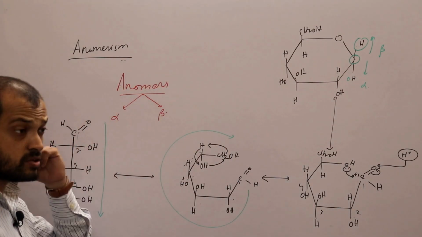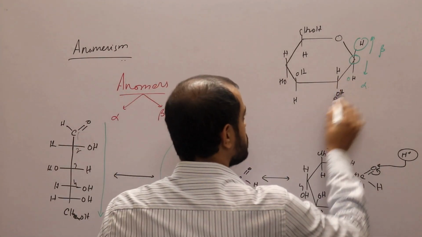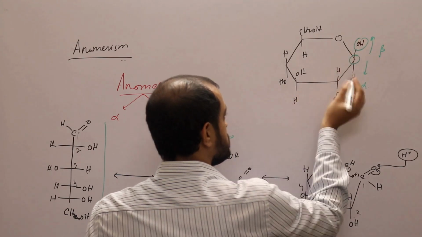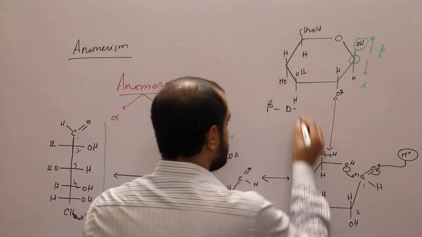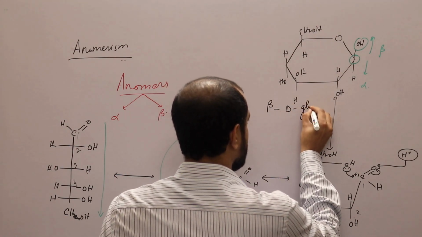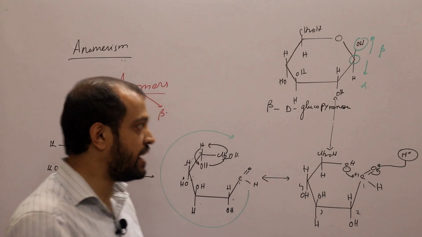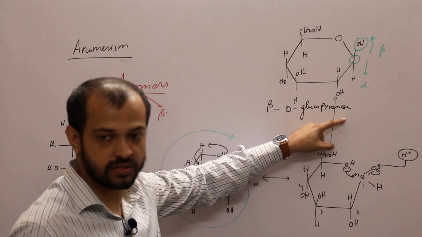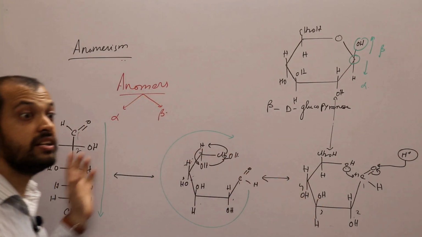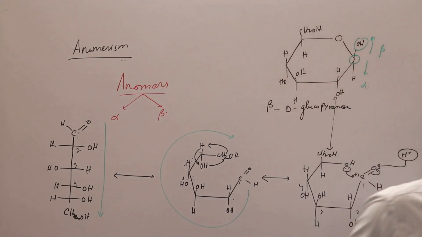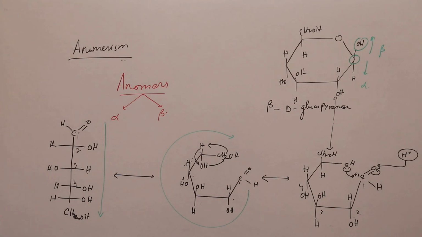Now listen, so the total thing which will be written in your book is, suppose this is your structure, then it is called beta D glucopyranose. D is actually for stereoisomerism, D and L. Why pyranose? Because the pyranose, this particular term shows that anomerism has occurred. That means the Fischer projection has been converted into the Haworth projection formula. That's it. Okay, clear?